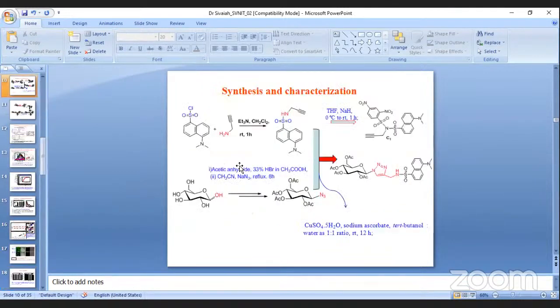Here is the synthesis and characterization of glycoconjugates. As I said in the previous slide, it is easy to design the molecule, but the synthesis of this molecule is very difficult; we have to go through a number of steps. I started with dansyl chloride, and then propylamine.